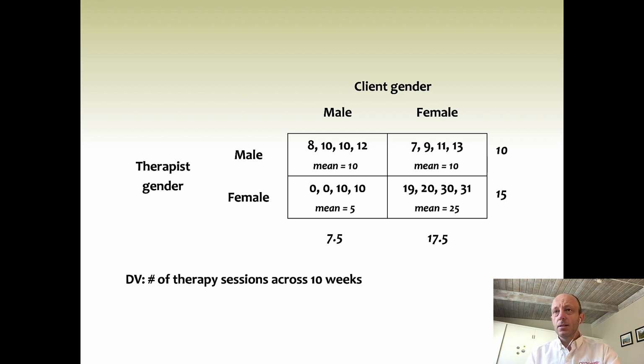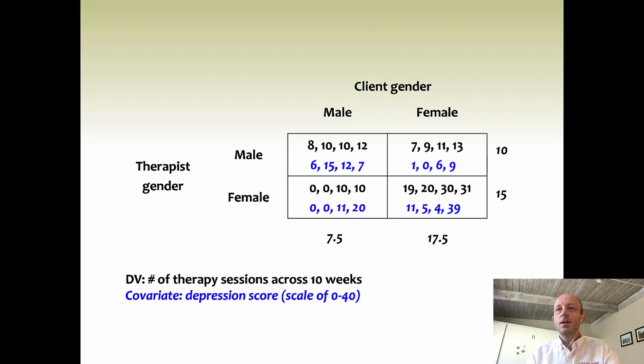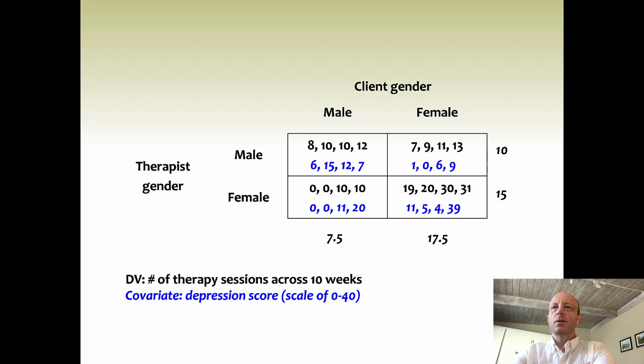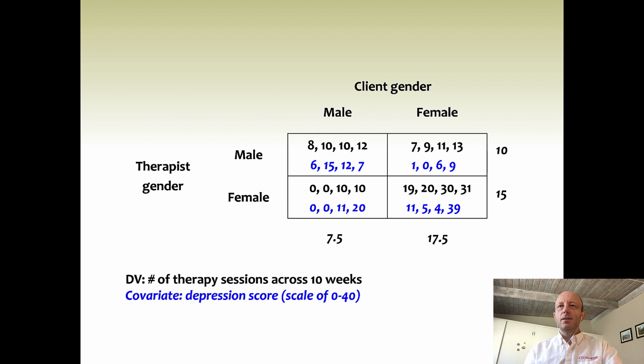So here's your data with means in there. You can do a two-way ANOVA on this. I'm just going to jump to the two-way ANCOVA. What is our covariate? Our covariate is depression score. And so you've got your depression scores in there in blue, and those are going to correspond. So the first participant there is a male client scoring 8 on number of therapy sessions across 10 weeks, and scoring 6 on, let's say, the Beck Depression Inventory or one of these depression scales. So those correspond. The last participant seems to be the one scoring highest on the depression inventory, and they also have, that's 31 sessions and 39 on the depression inventory.